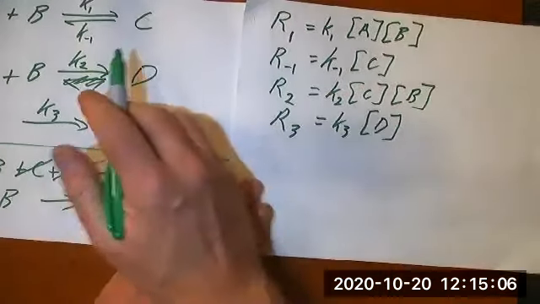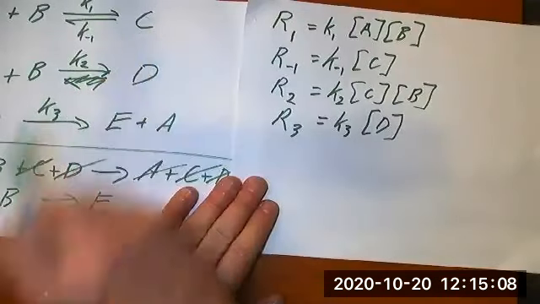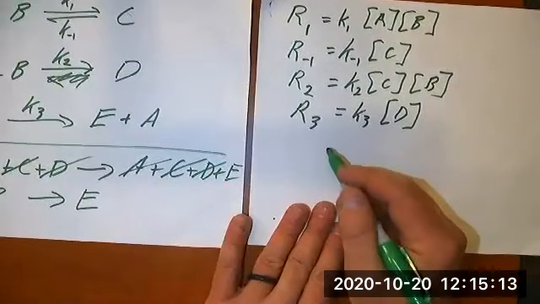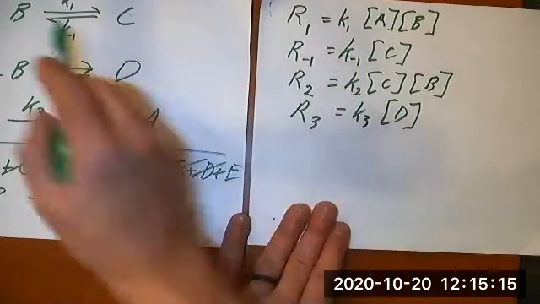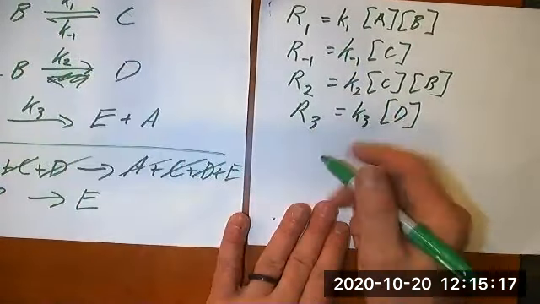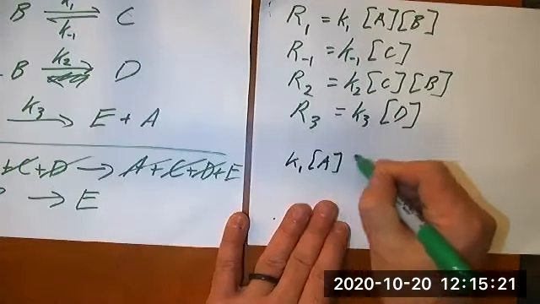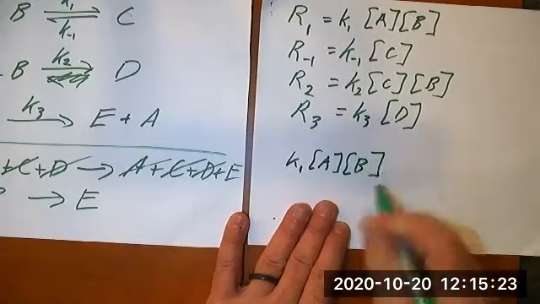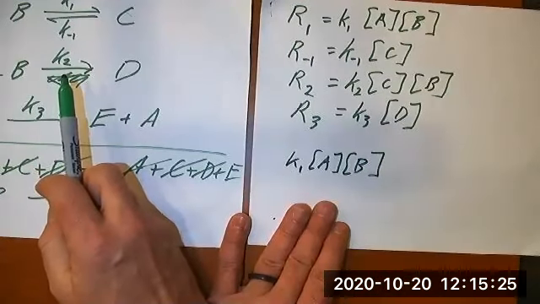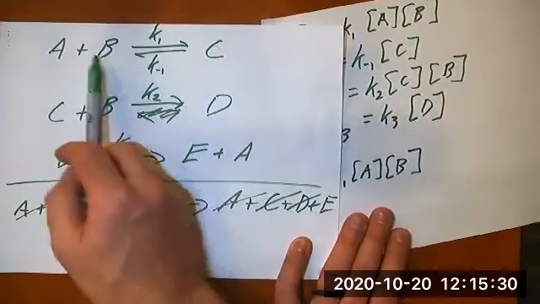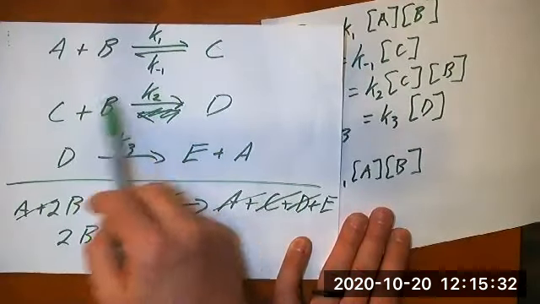So if we look at the steady state approximation for C, we have the rate of production is governed by this step, the K1 step. So we have K1, concentration of A, concentration of B. We have 2 separate destruction steps. We have the reverse of the first reaction, and we have the forward second reaction.